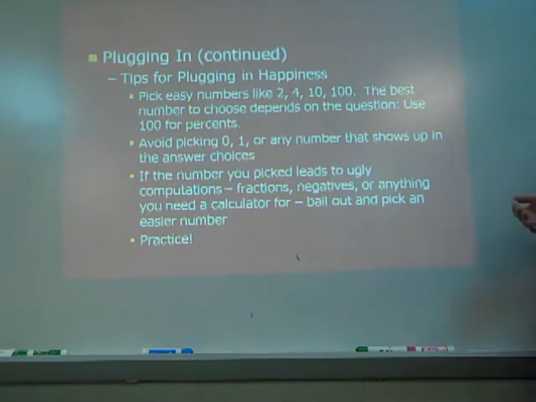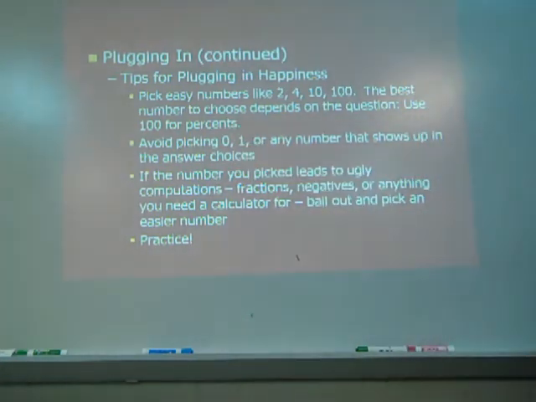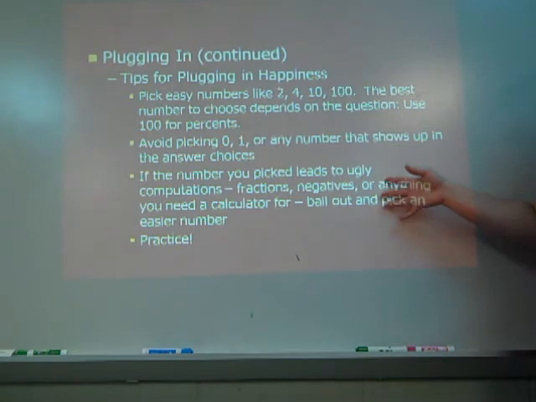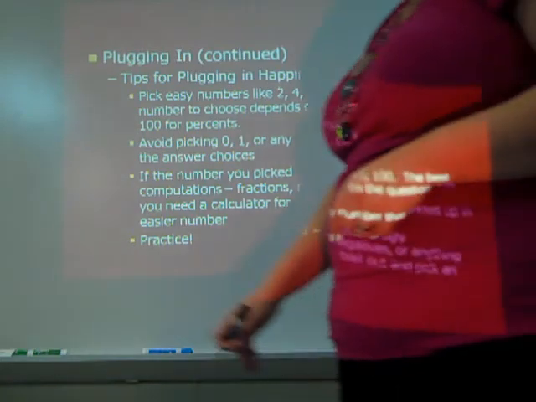We just saw that. Avoid picking 0 or 1 because weird things can happen with those, or any number that shows up in the answer choices. If the number you pick leads to ugly computations, you get a bunch of fractions or negatives or anything that you need a calculator for, bail out and pick an easier number. And the best way to get good at this is to practice. So that problem set that I gave you at the back of this packet over plugging in, those are going to be really good ones for you to practice this strategy on.